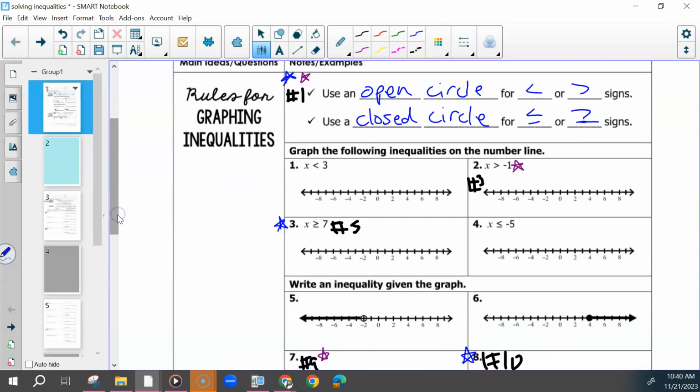So there are multiple pieces to this. One is being able to graph the inequalities, so let's do a couple of these. If we had to graph x is less than 3, this would be an open circle at 3 going to the left.